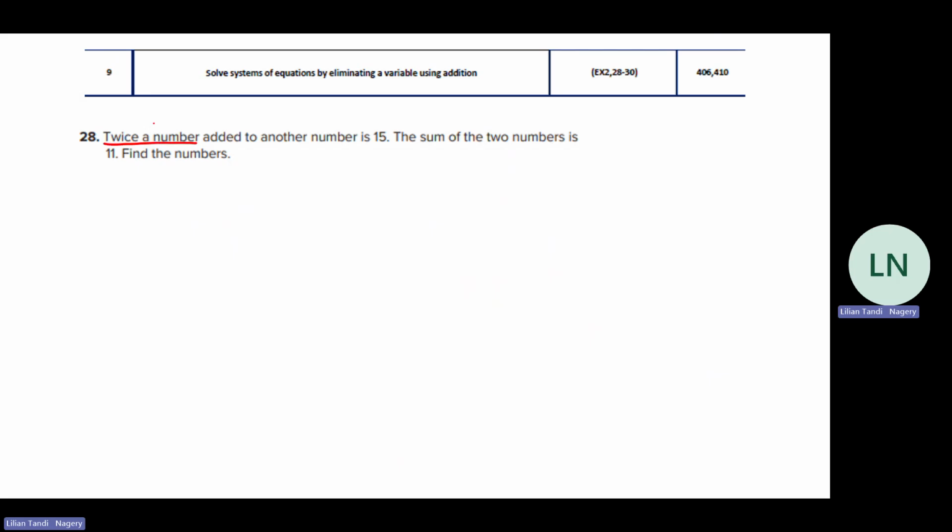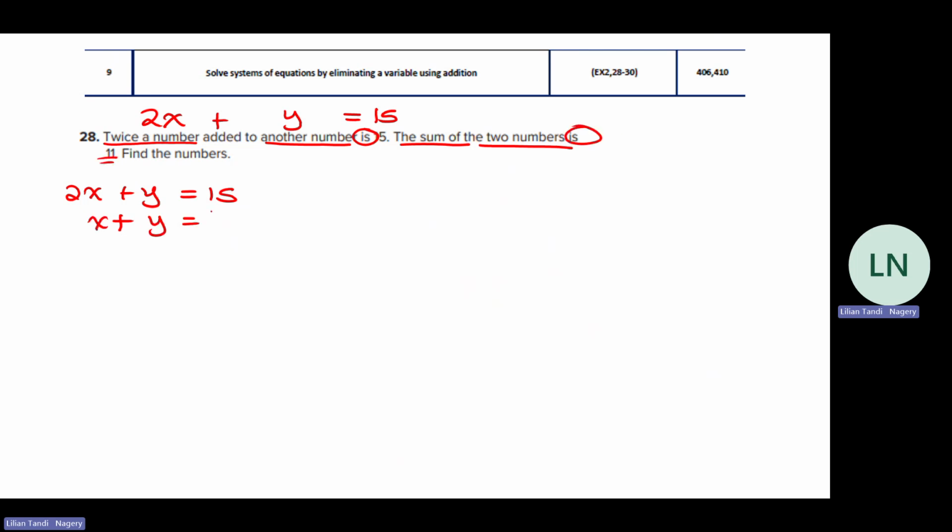Twice a number added to another number is 15. So there is my first equation: 2x plus y equals 15. The sum of two numbers, x and y, is 11. Find the numbers. I'm going to use elimination.